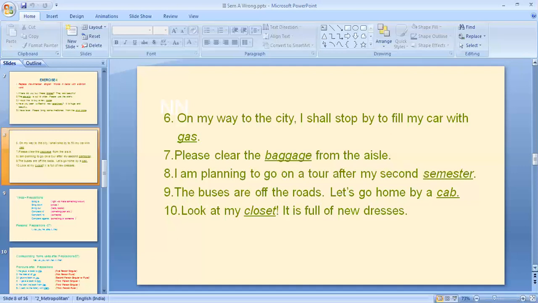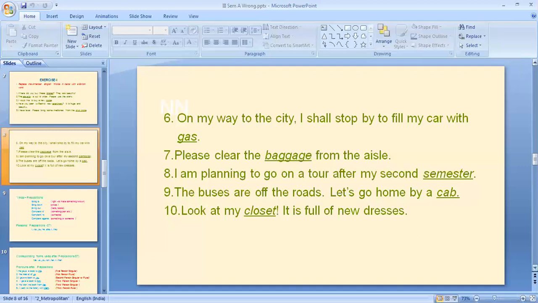And sentence number 8: I am planning to go on a tour after my second semester. The italicized and underlined word in the sentence is semester. So a student is saying that my plan is to go on a tour after completing my second semester. Semester, as all of us know, is a period of study prescribed for a 6 months course.